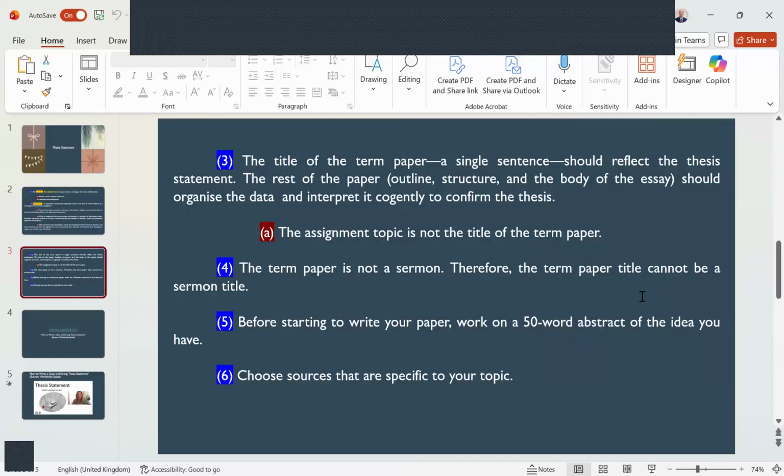So I will need anything to do or everything to do with logic, reason, and reasoning and arguments and wise historical questions if necessary. All those things have to be there. And the outline will have to proceed from the main idea. That's the point. Then the assignment topic is not the title of the term paper. I clarified that. The term paper is not a sermon. I said that again. Therefore, the term paper title cannot be a sermon title.